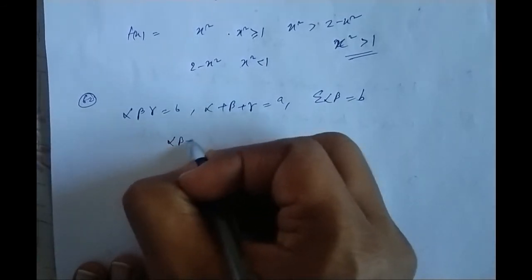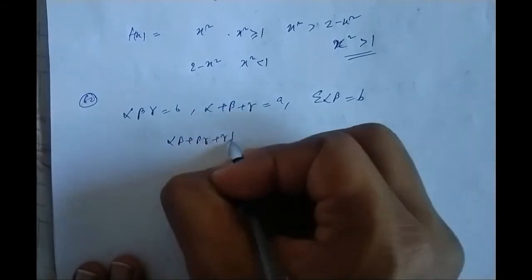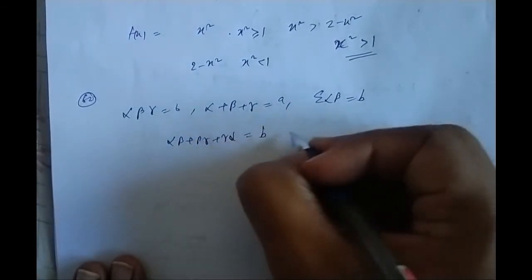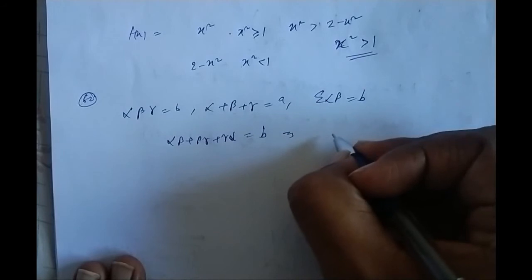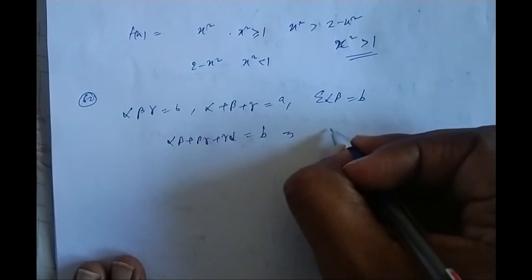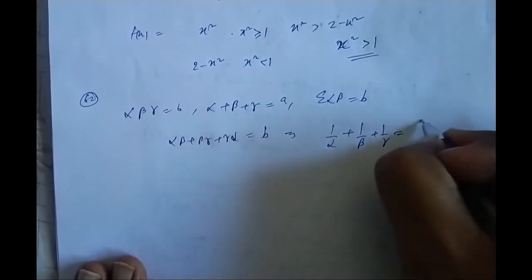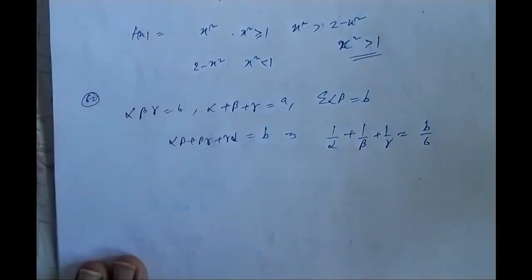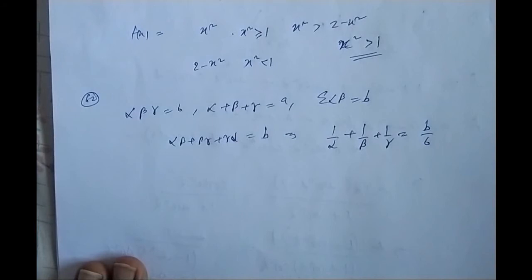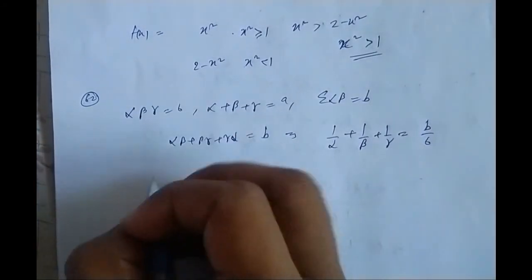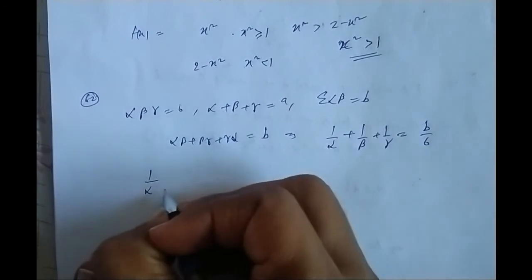So alpha beta plus beta gamma plus gamma alpha is equal to b. This implies 1 by alpha plus 1 by beta plus 1 by gamma equals b by 6, dividing by alpha beta gamma. Now we can use AM-GM to calculate minimum and maximum values.